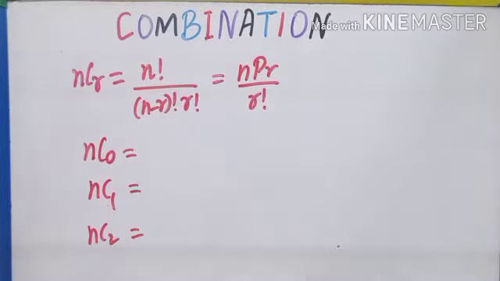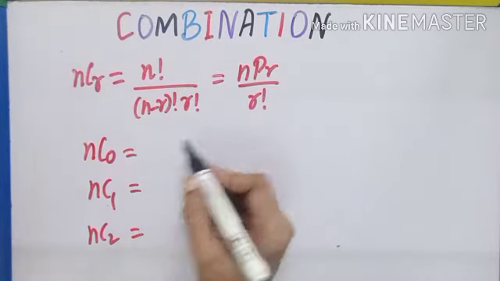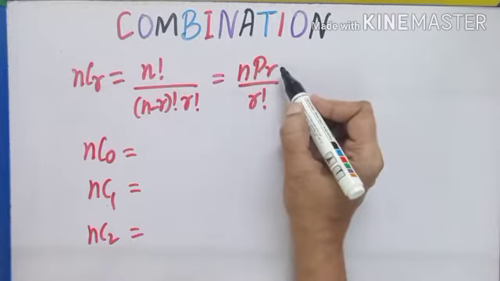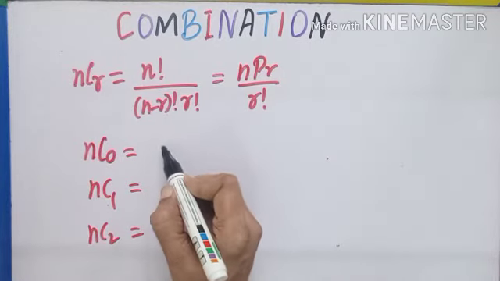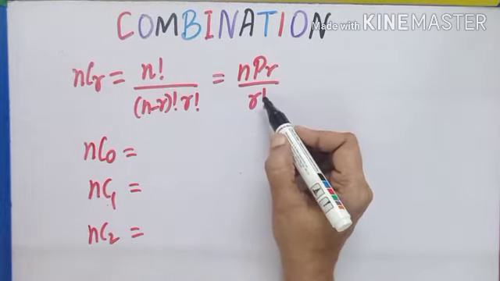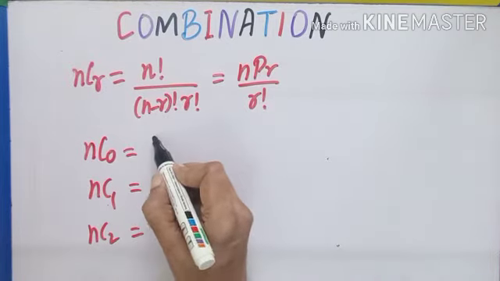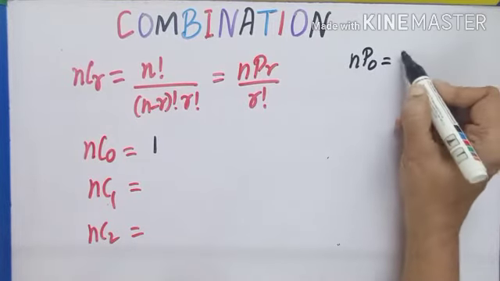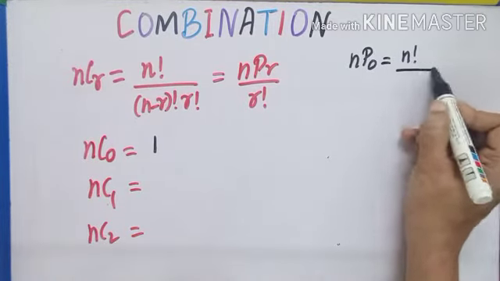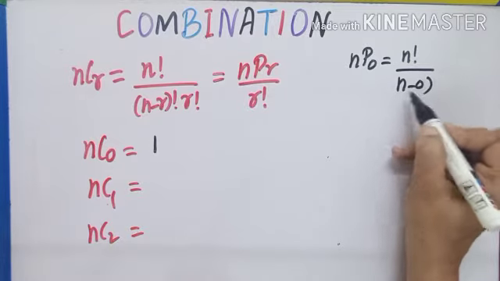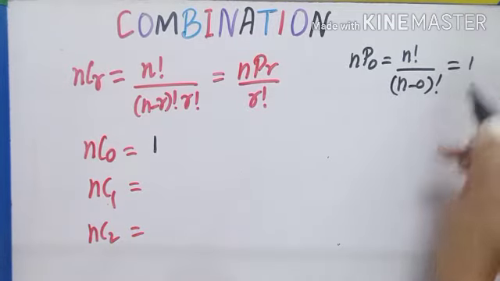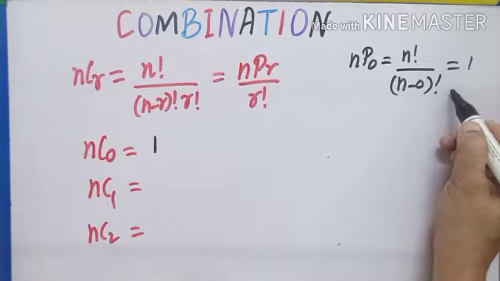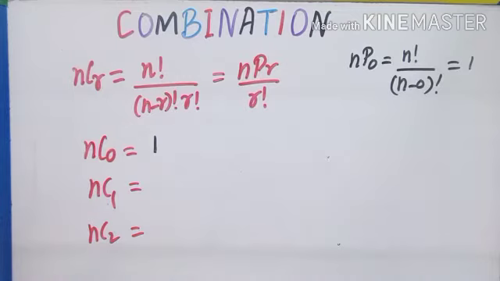A few values to do exercise problems. What is nC0? Remember, what is nP0? I simply write n. Divide by the factorial tells me nC0 will be 1 because nP0, my formula is n factorial divided by (n minus 0) factorial, that is 1. If it is nC0, include 0 factorial, so again my answer is 1.